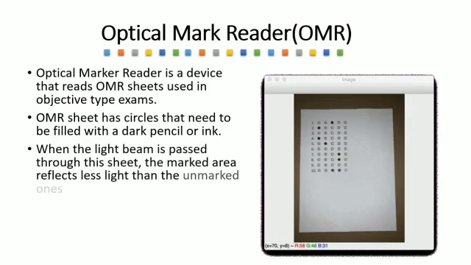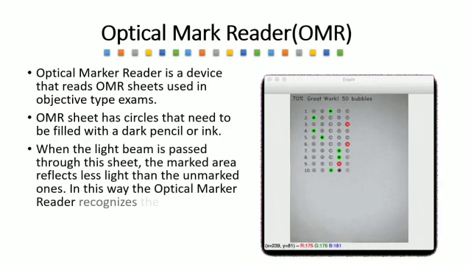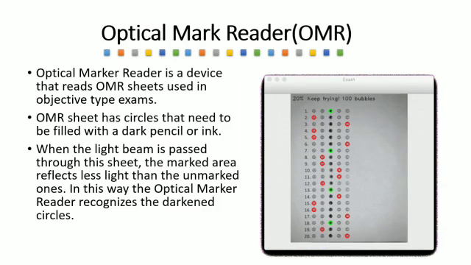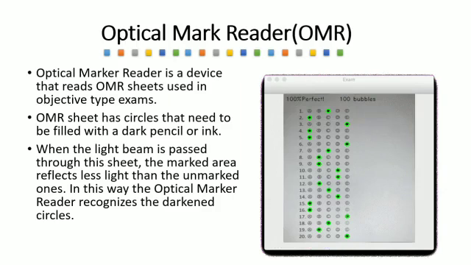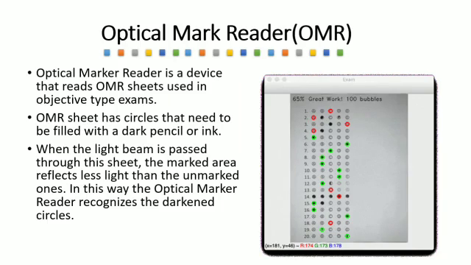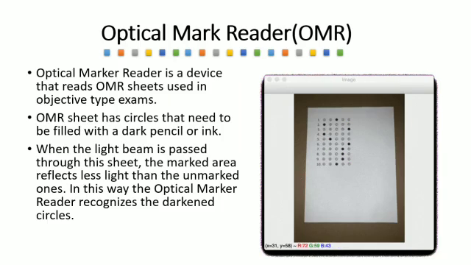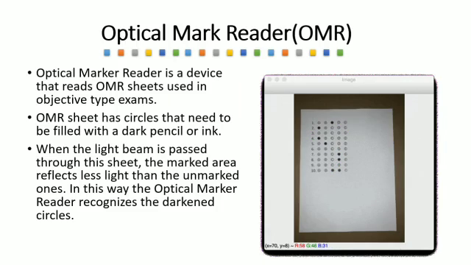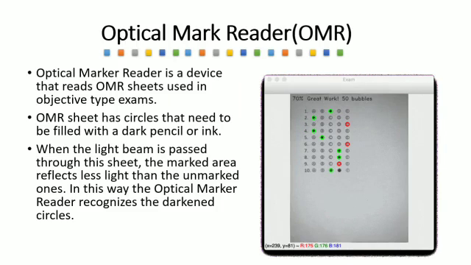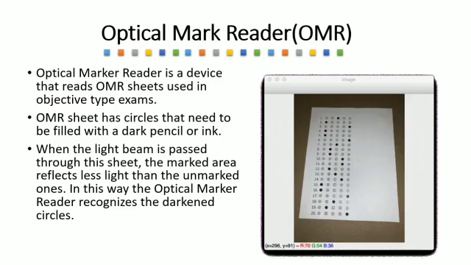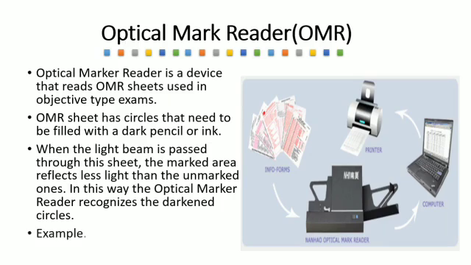When a light beam is passed through this sheet, the marked area reflects less light than the unmarked one. It means when the light passes through the answer sheet that you have filled, the light will reflect less from the marked areas because they are dark. In this way, the optical marker reader recognizes the darkened circles.